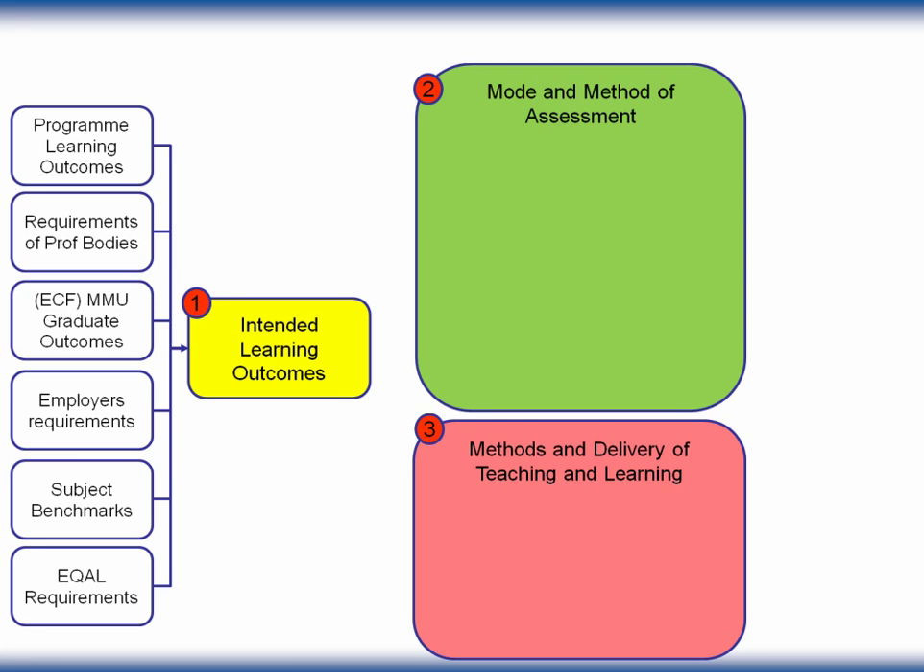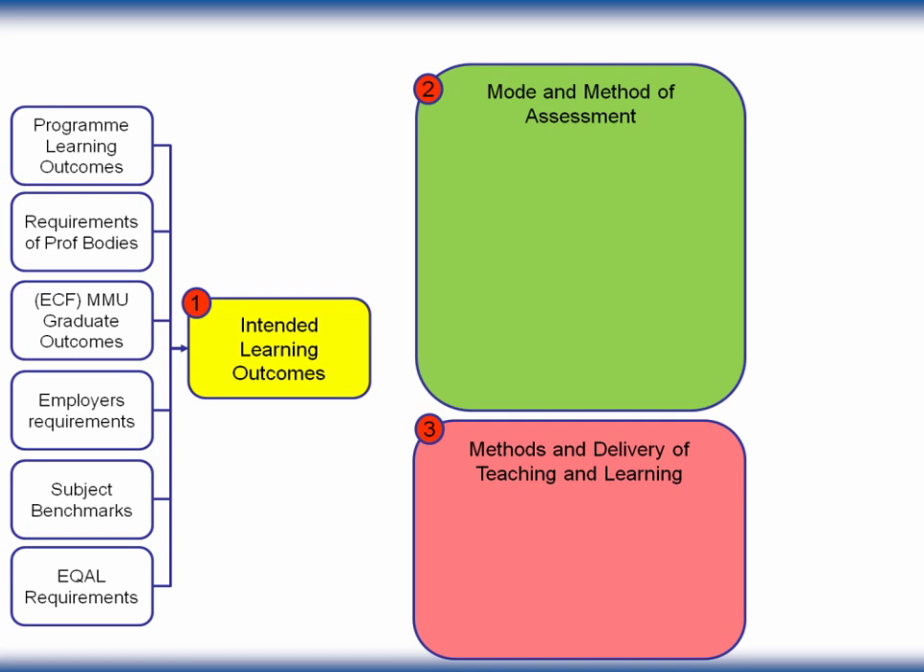We should also give some consideration to subject benchmarks if they're available to us, and all of these things need to be couched in the specific requirements prescribed by EQUAL. So our learning outcomes must be mapped to the graduate learning outcomes, and we have 5 learning outcomes to play with for a 30 credit unit.